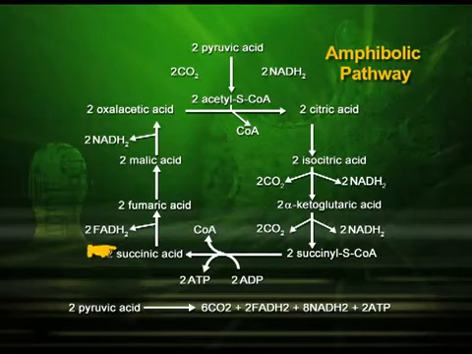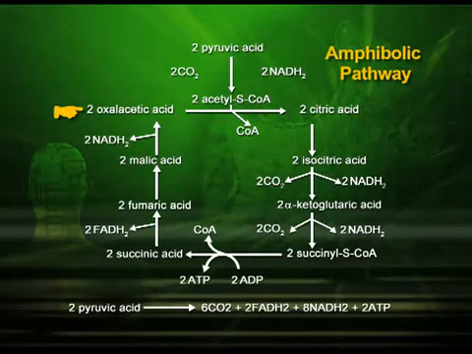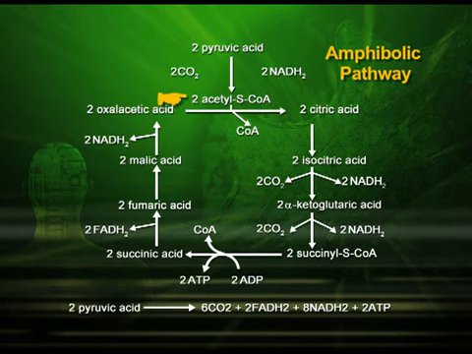Now, this succinic acid is further converted to fumaric acid, and fumaric acid will be converted to malic acid, and malic acid to oxaloacetic acid, and at that point it will again give 2 NADH2, which is again required for the process. Now, this oxaloacetic acid is finally coming to acetyl S-CoA, giving CoA as a side product, and again entering the cycle through citric acid.